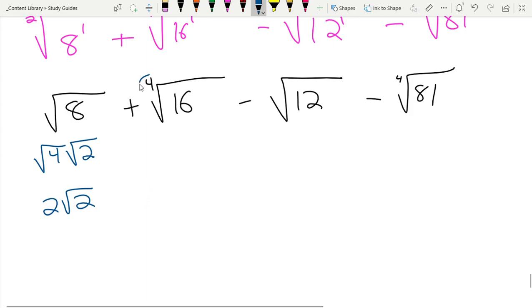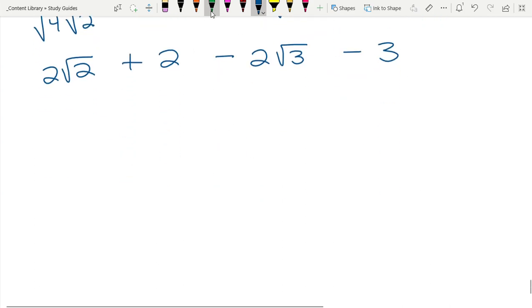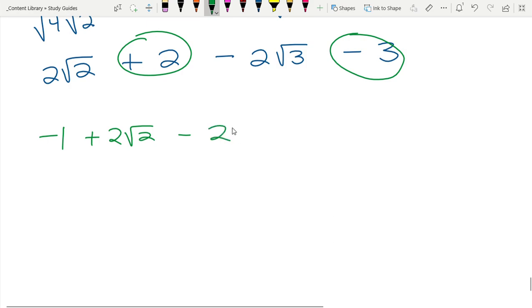This says what number multiplied 4 times gives you a 16? 2 does. 2 times 2 is 4, times 2 is 8, times 2 is 16. Minus 12, don't know the square root, but I could break it. And I could do a 4 times a 3 since I know the square root of 4, so that's 2 root 3. And this says the fourth root of 81, what number multiplied 4 times is 81? That is a 3. So now we simplify. Positive 2 minus 3 gives me a negative 1, plus 2 minus 2 root 3.